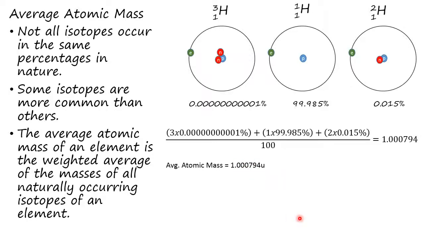Or 1.00794 u. And looking on the periodic table, we'll find that this number appears in the top left-hand corner of the box that contains the elemental symbol hydrogen. So an atomic number of 1, because all hydrogen isotopes contain 1 proton, and an average atomic mass of 1.00794. And the reason why this number is so close to 1 is due to the high percentage of hydrogen 1 existing in nature.